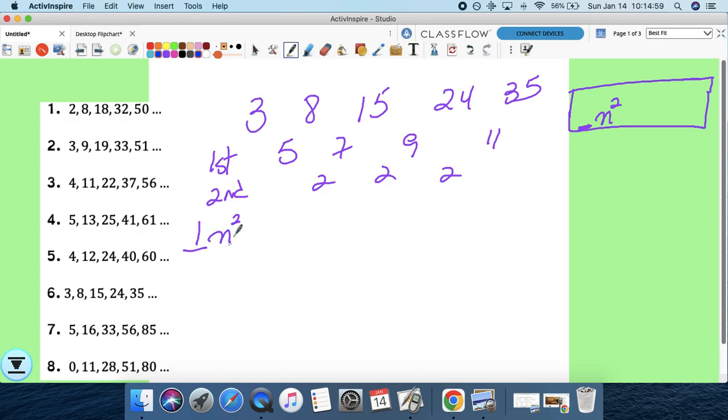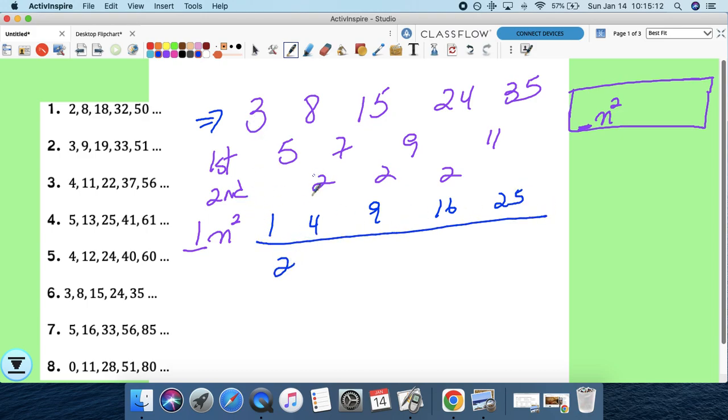So there's a quadratic sequence inside our original. 1 squared is 1, 4, 9, 16, 25. So 3 minus 1 is 2, 4, 6, 8, 10. So 1n squared. You don't have to write the 1, but I'm doing it. Now we're going to find out if there's another sequence in there. And there is.